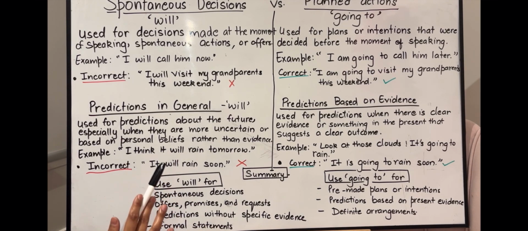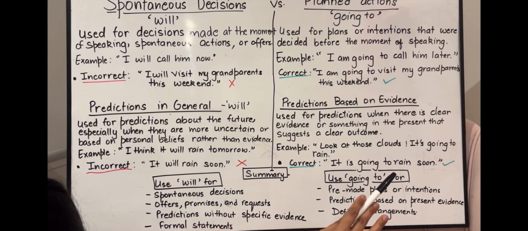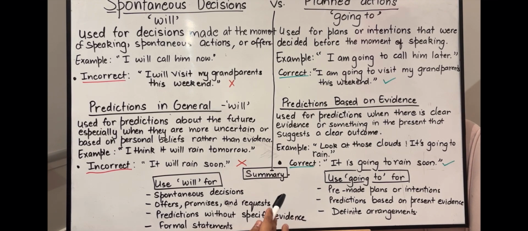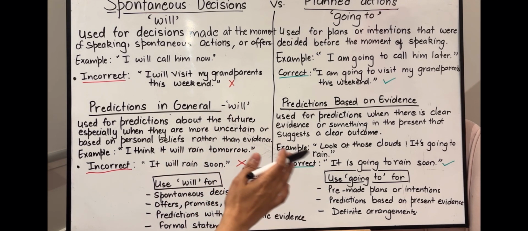It's a general prediction without any specific evidence. Look at those clouds, it's going to rain. The clouds provide evidence to rain. So the correct one would be look at those clouds, it's going to rain, because it's providing you evidence. So the common confusion is we use will when there is no evidence, but we have to use going to when there is clear evidence.